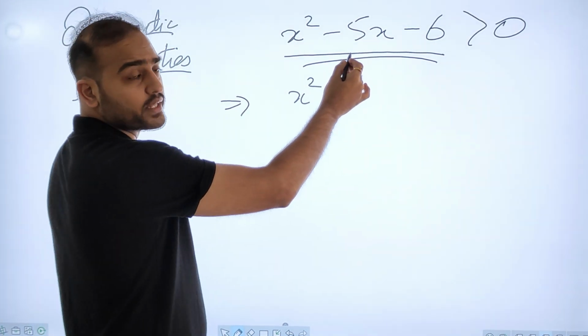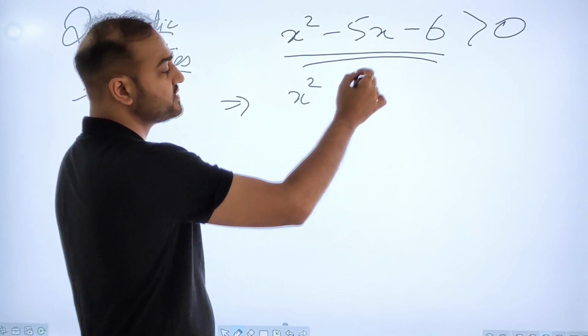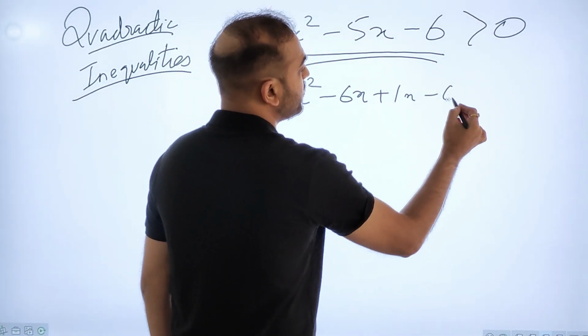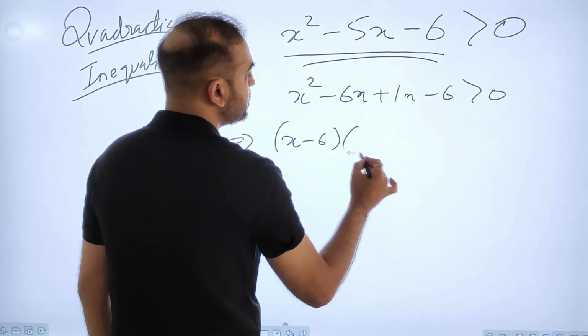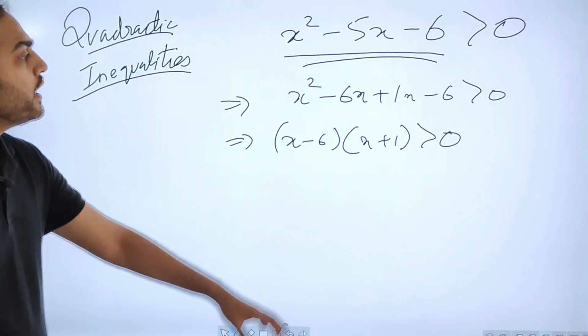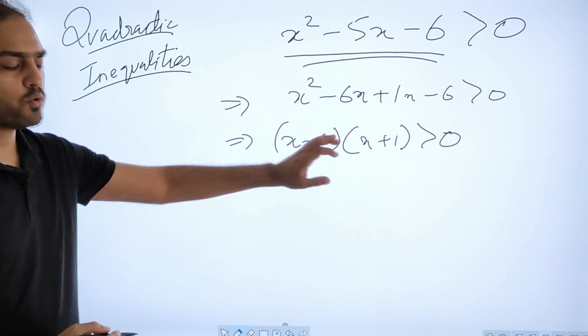Remember, don't break it as 2 and 3, because the product of minus 2 and minus 3 is plus 6, but we have minus 6 here. So break it as minus 6 and plus 1. You get (x minus 6)(x plus 1) greater than 0. This is your normal quadratic equation. This is how we solve it to get the roots.